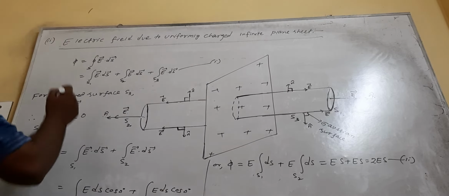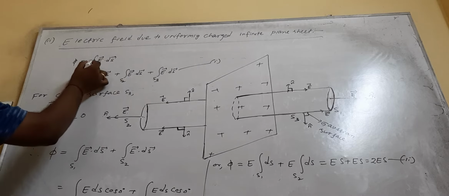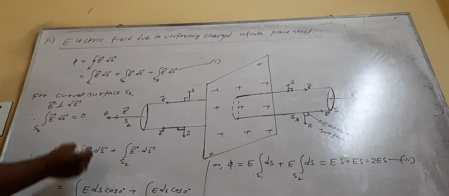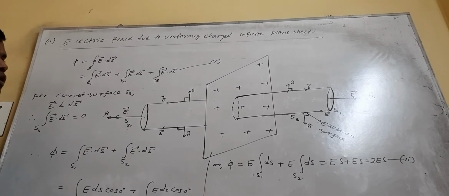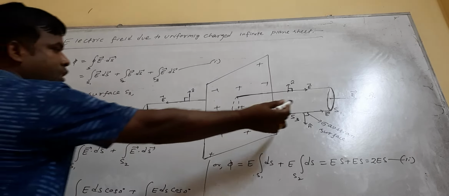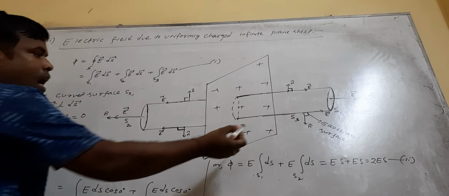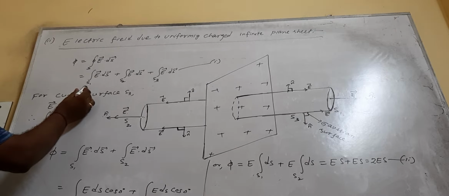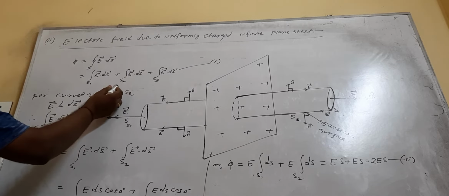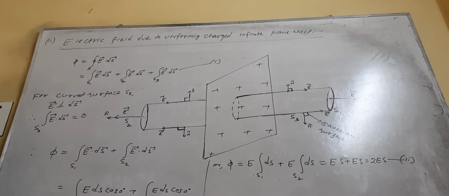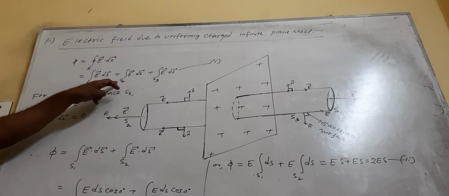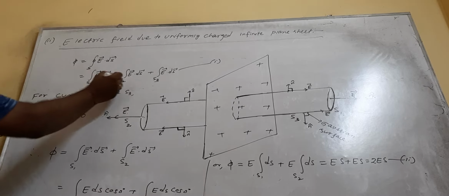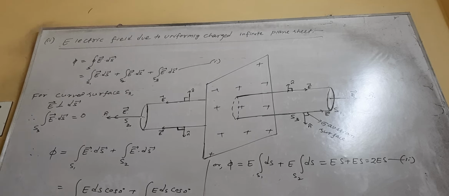So phi is equal to E vector dot S vector over the closed surface, that sign indicates it is the surface integral. So this cylinder will be the closed surface by taking these two flat surfaces S1 and S2 and one curved surface, that is S3. That is E vector dot S vector for S1, then E vector dot S vector over S2 and E vector dot S vector over S3. Individually S1, S2 and S3 are not closed, that's why I have not marked the closed sign on these integrations.